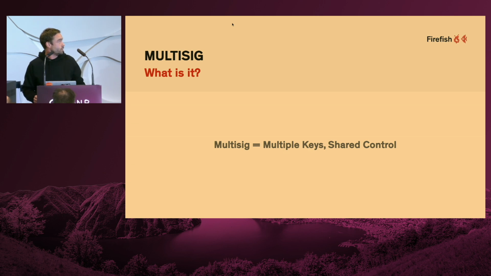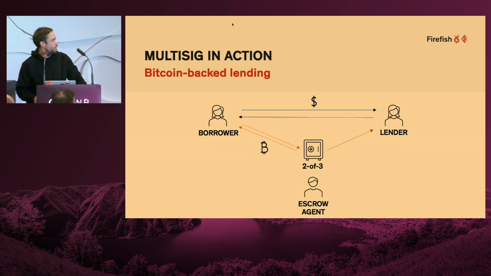When it comes to Bitcoin, Multisig is a pretty simple but very powerful tool in many scenarios, including custody, but also financial transactions and the escrow context. So let me show you another basic example of how Multisig can be used in the context of escrow. Imagine a Bitcoin-backed lending transaction.